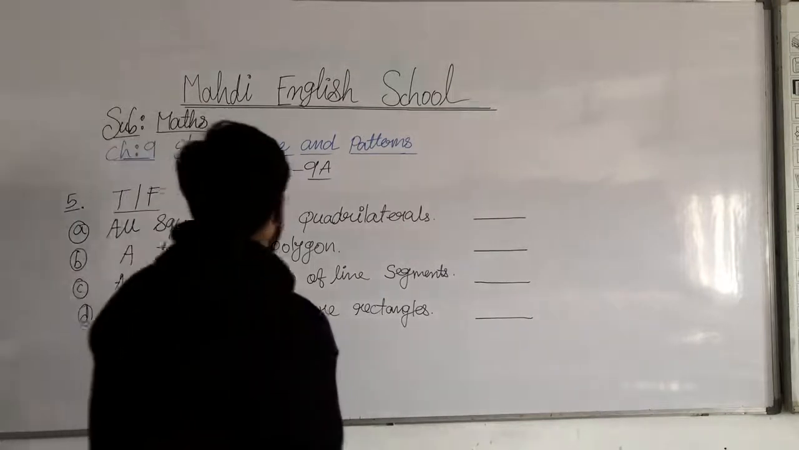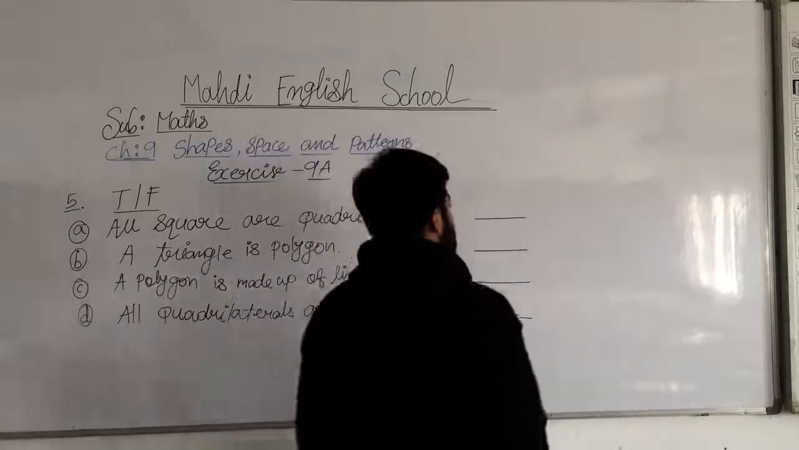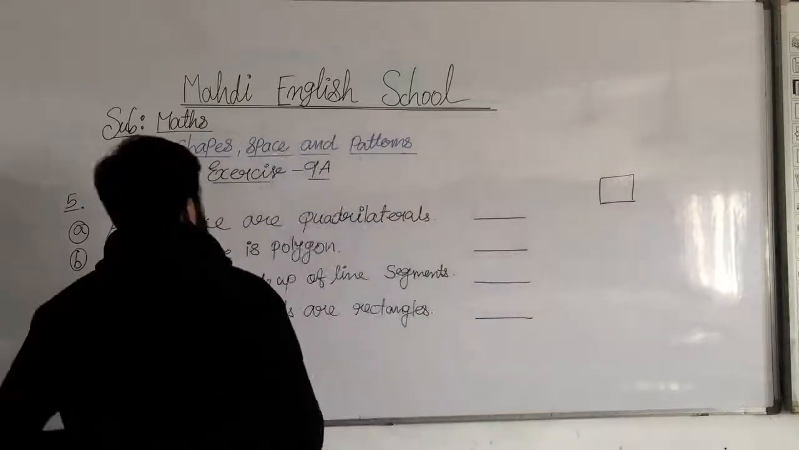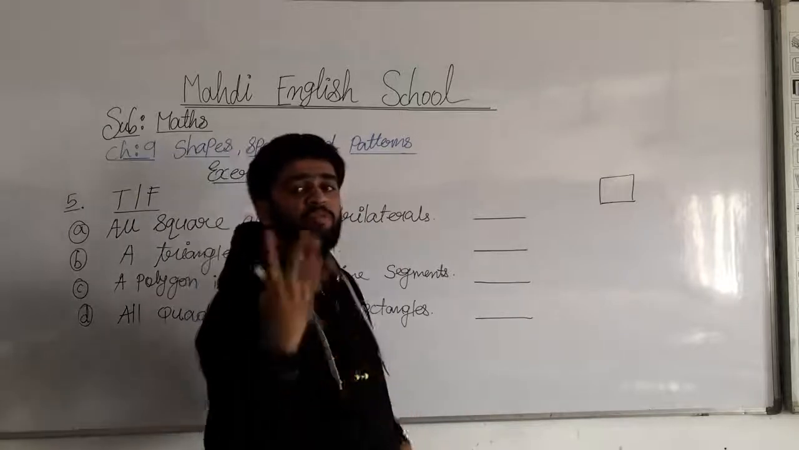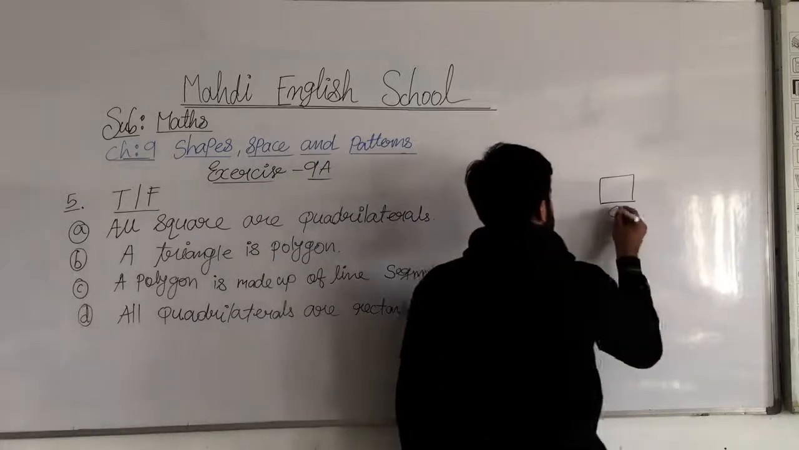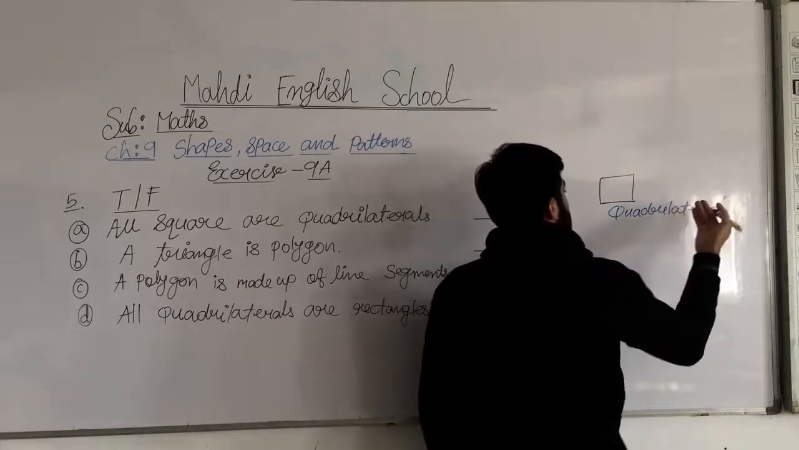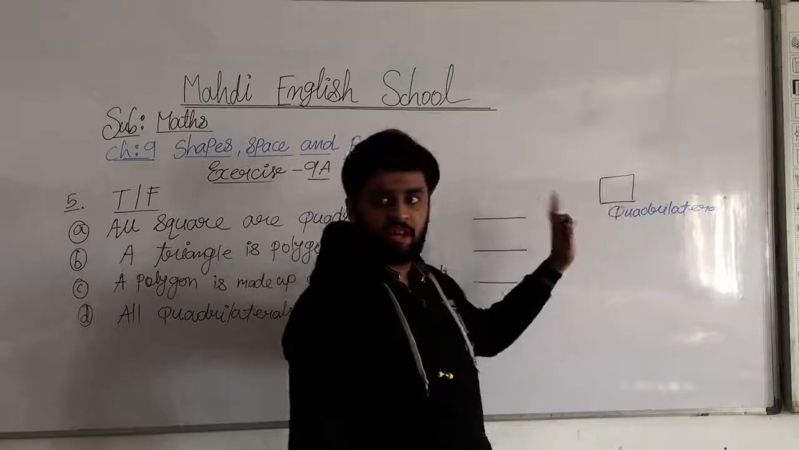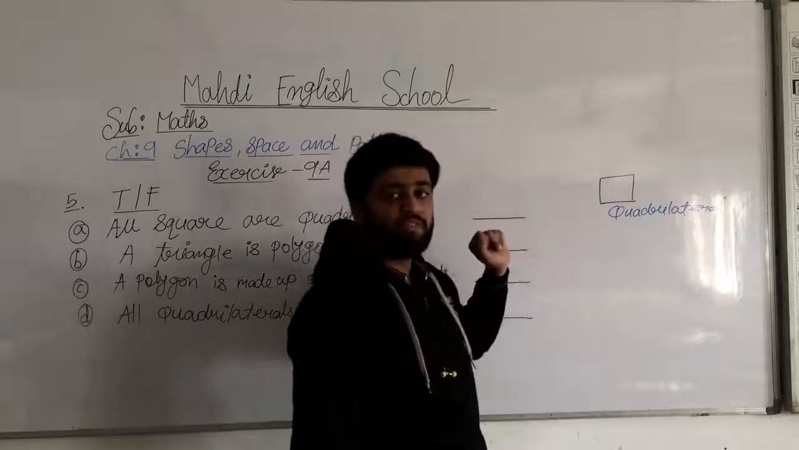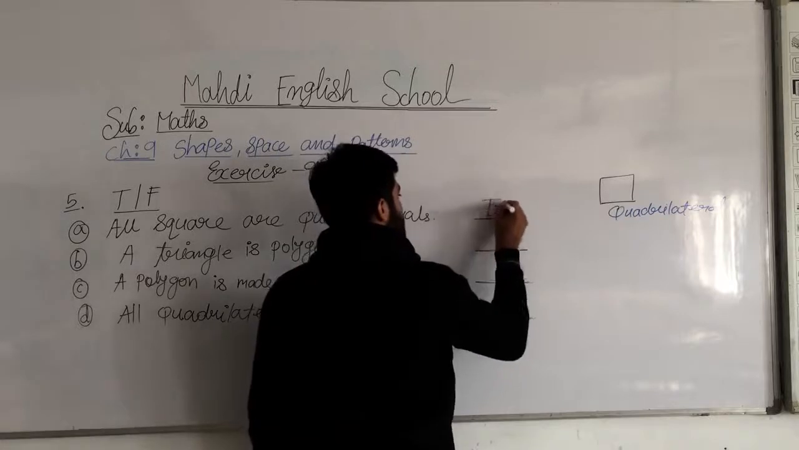All squares are quadrilaterals. So a square is what? See, this is a square. All squares are quadrilaterals. Quadrilateral means four sides, and a square also has four sides. A polygon has sides, and quadrilateral means four, and a square also has four sides. So yes, it's true. So we mention here true.